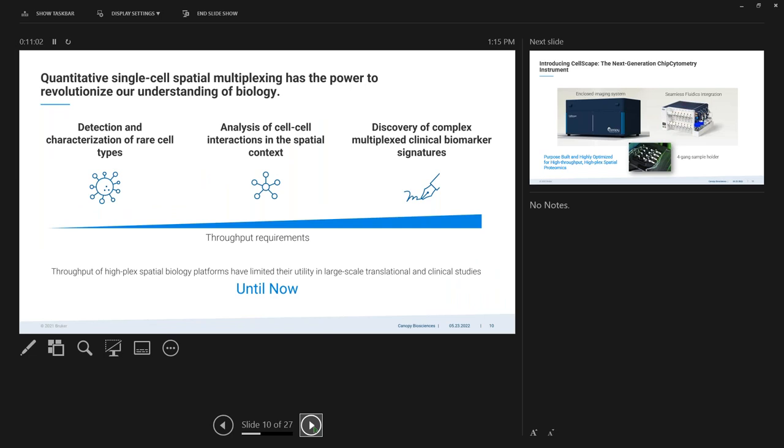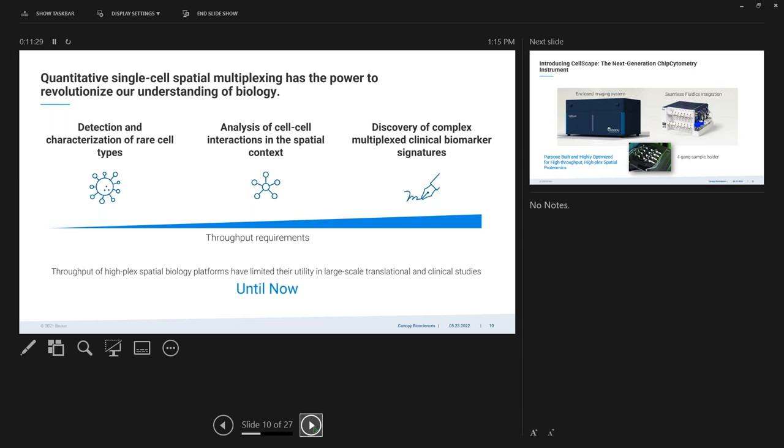Okay, so I'll shift gears here. That's the main introduction of how ChipCytometry works. With the next section of slides, I'll talk more about our new CellScape instrument. This is something we're really excited to bring to the market, something we've been developing for a long time, and it is our second generation ChipCytometry instrument. We've been selling into the spatial biology market for a long time.